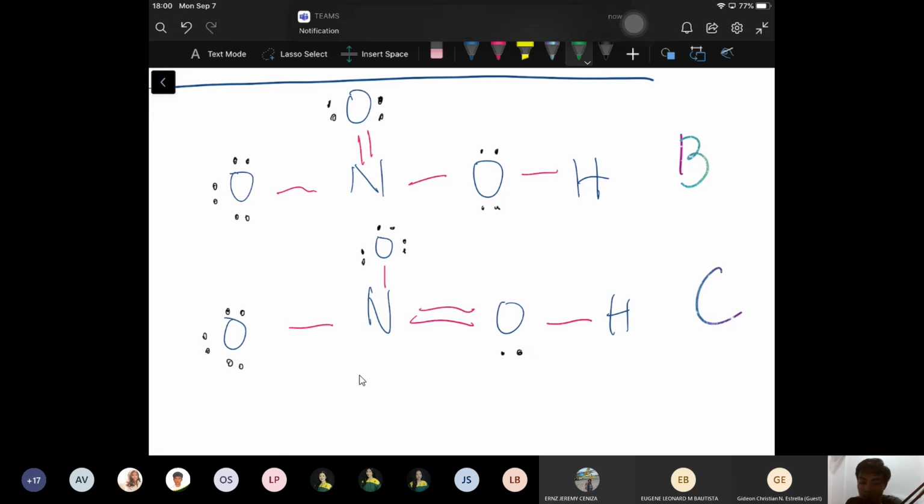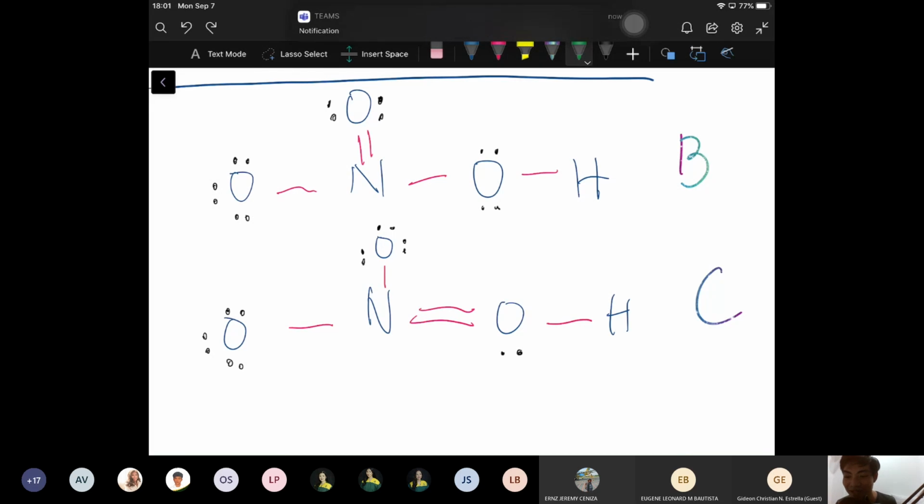And sa bottom naman tayo. Octet na yan. Octet yan. Octet to. Octet na naman. Ito, octet to. Octet din. Ito, octet yan. Octet na naman. Ito ang tanong. Ang tanong, sino sa dalawa ang mas tama?